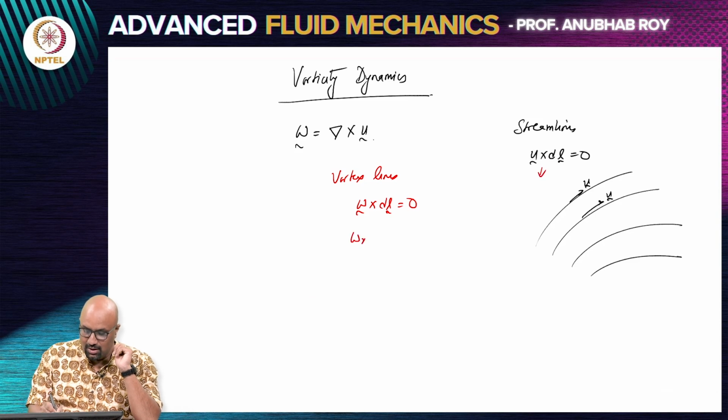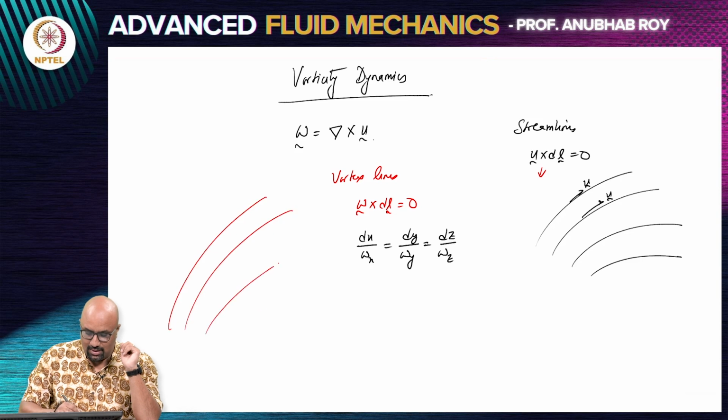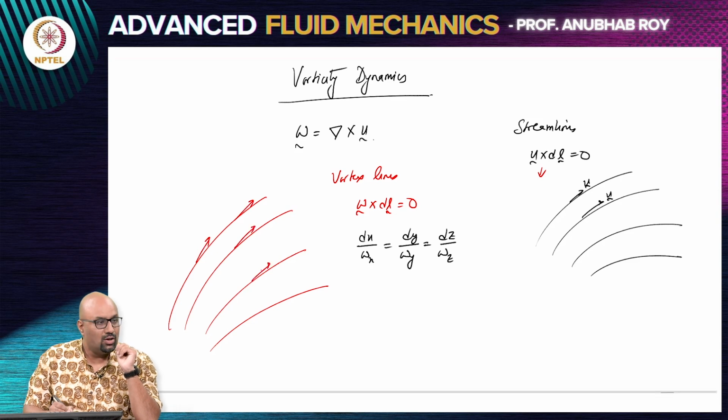Similarly, here you will have a very similar equation to solve, that would be dx by omega x equals dy by omega y equals dz by omega z. So, vortex lines are going to be lines such that at any point if you draw the tangent to the vortex line, you get the vorticity at that particular point.